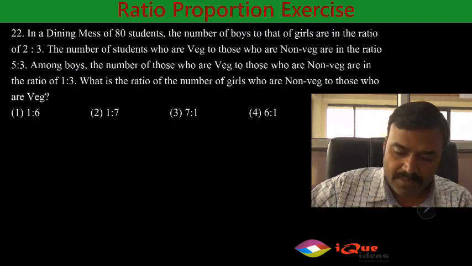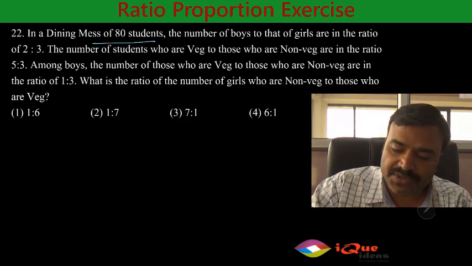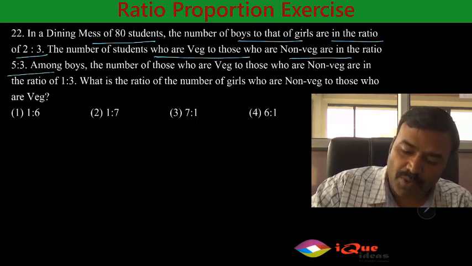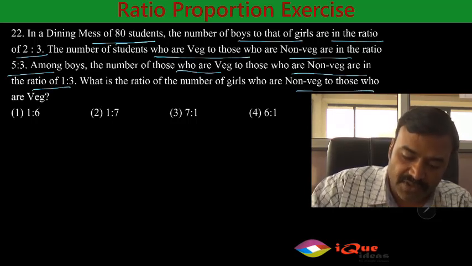Now the next question says, in a dining mess of 80 students, the number of boys to that of girls are in the ratio 2 is to 3. The number of students who are veg to non-veg are in the ratio 5 is to 3. Among boys, the number of those who are veg to those who are non-veg are in the ratio 1 is to 3. Alright. What is the ratio of number of girls who are non-veg to those who are veg? The total dining mess is of 80 students.